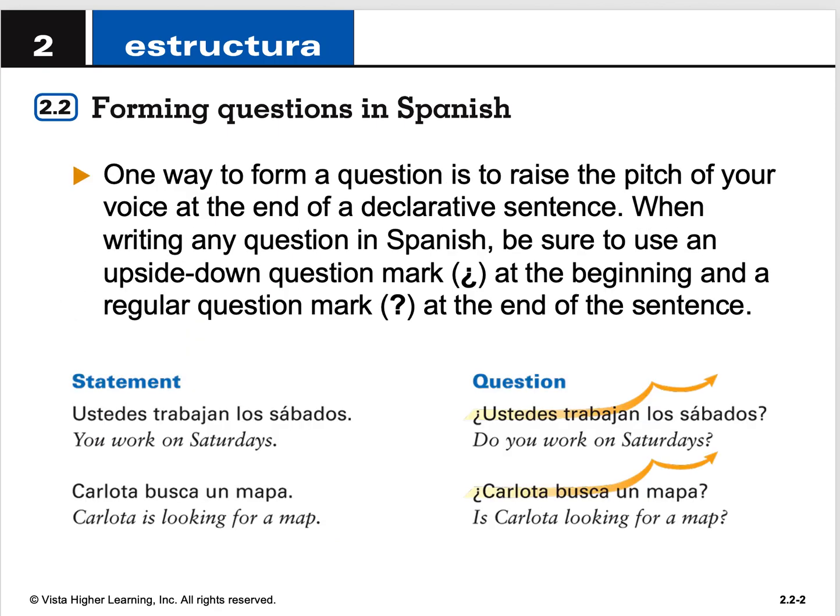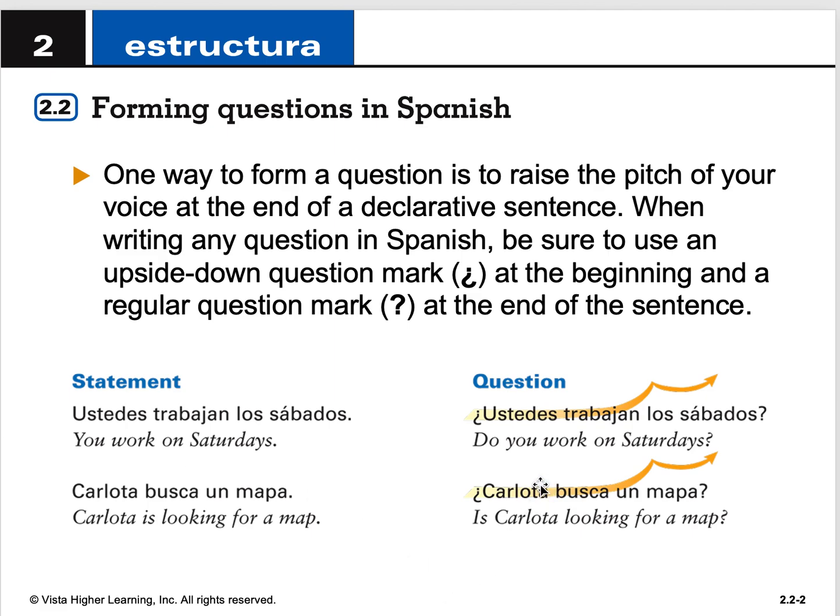One way to form a question is to raise the pitch of your voice, because we don't see question marks when we're speaking Spanish, but we can see them when they're written. Just like in English, we raise our voice to a higher tone if we're unsure of something, like, he went to the mall? It's a vocal inflection. When we write questions in Spanish, we put an upside-down question mark at the beginning to indicate, hey, this is a question. But when I'm speaking, it's that increase in tone that helps us determine it.